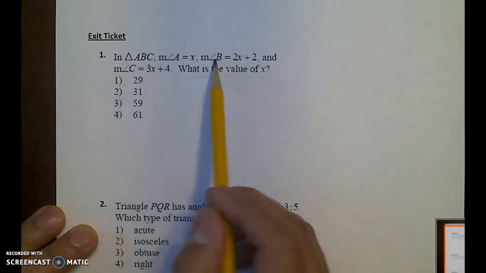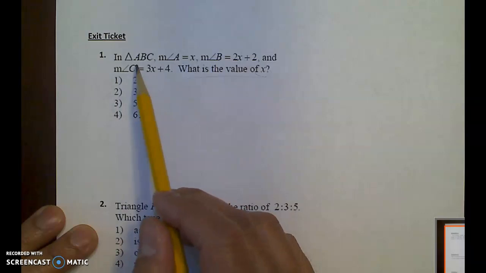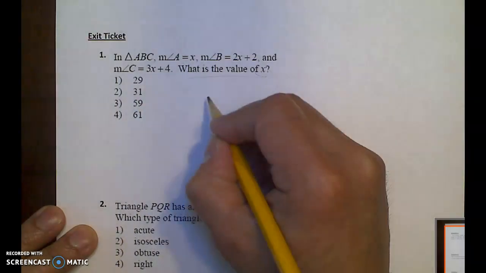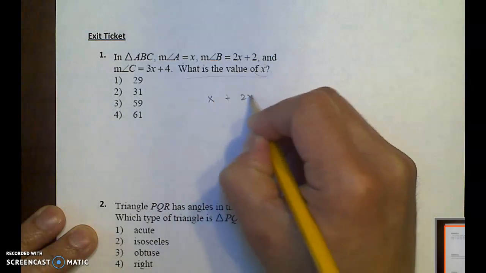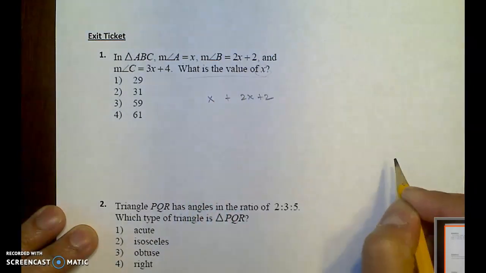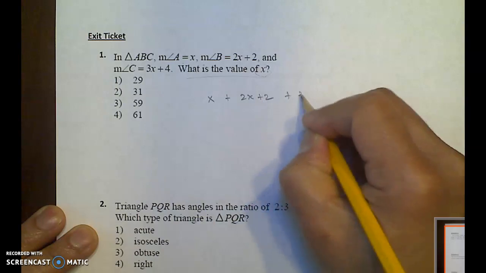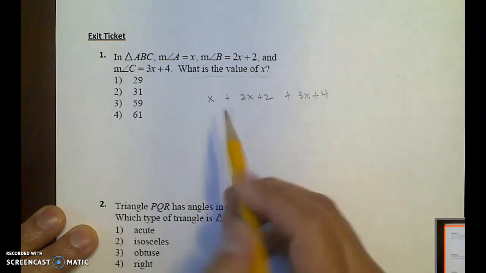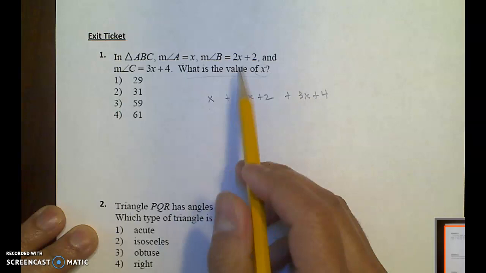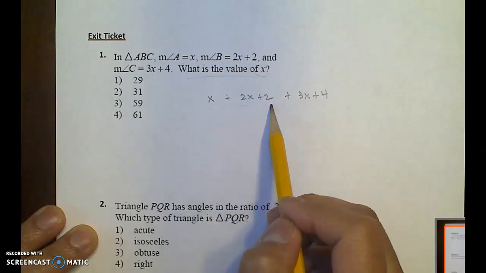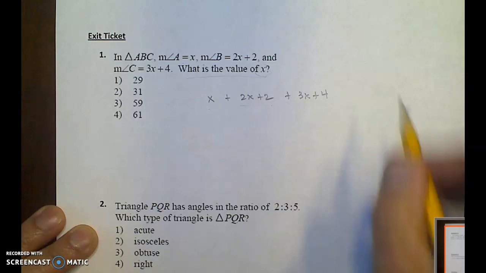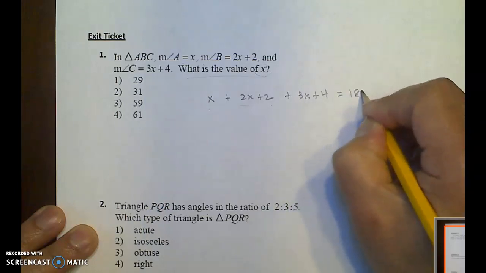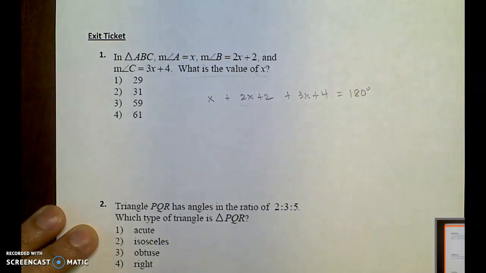Because all these expressions represent angles of a triangle, the way we're going to set this up is that we're just going to take all the expressions that represent the measurements and add them all up. So there's angle A, which is x, angle B, 2x plus 2, angle C, 3x plus 4. We're going to add those together and set them equal to 180 degrees.